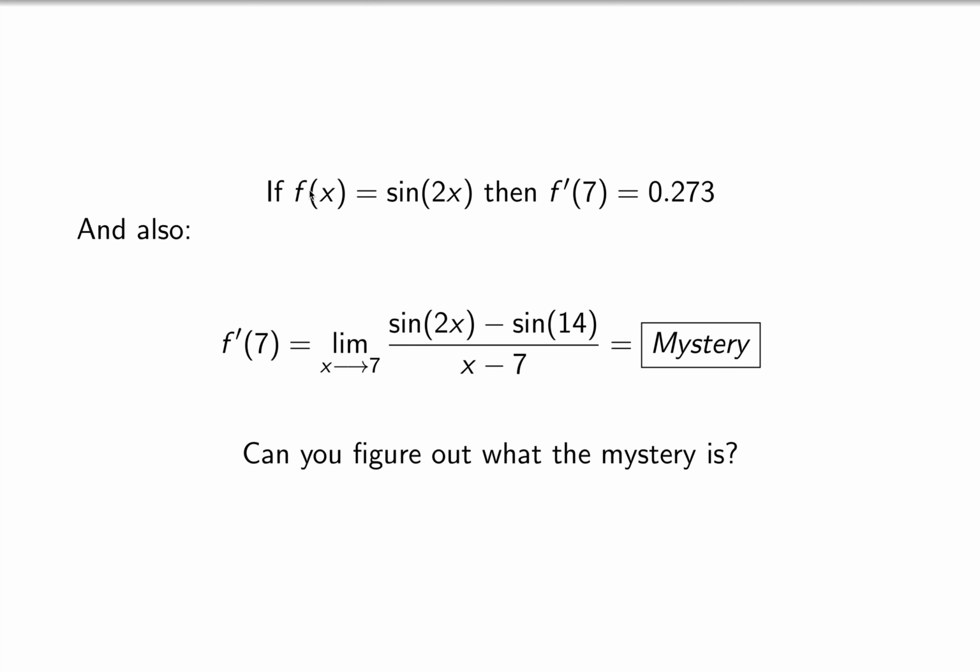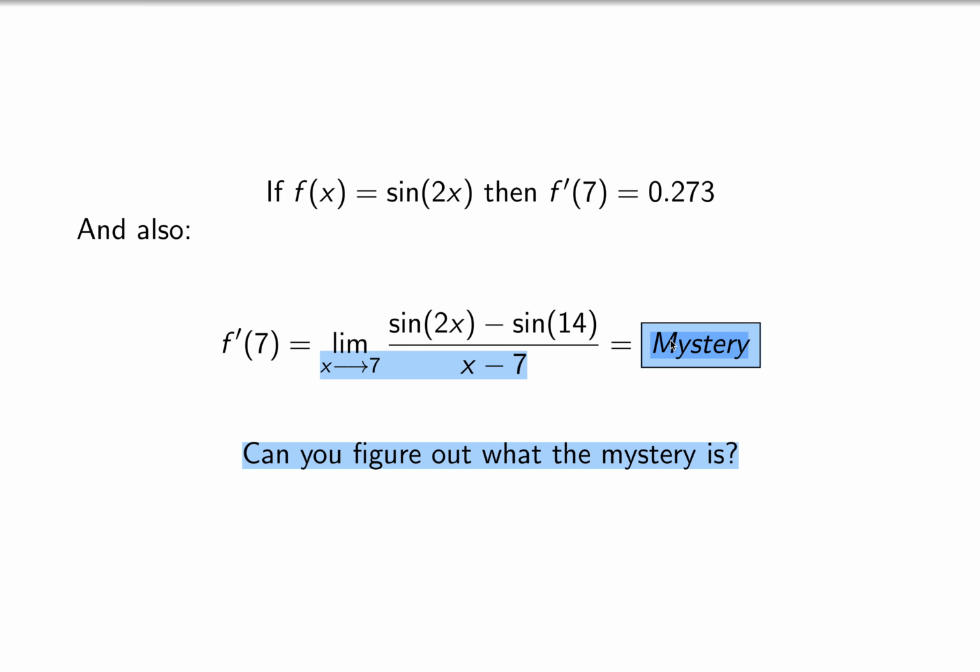So if I were to say what's the derivative evaluated at 7 of this function, we already did that. That was the first problem we did, and we used the chain rule and we got 0.27. Life was great. And now down here, I have this question. Can you figure out what the mystery is?